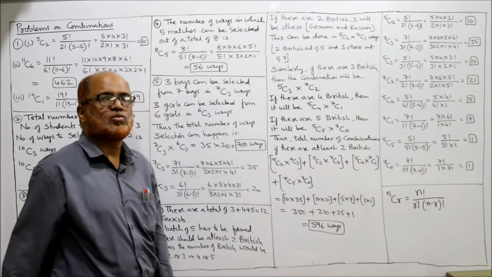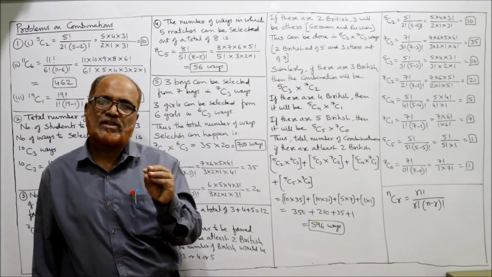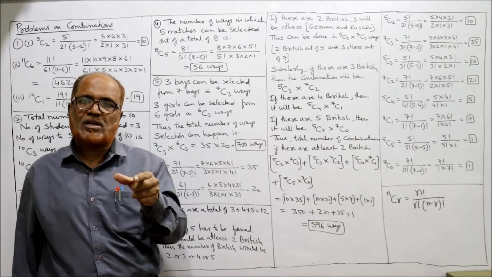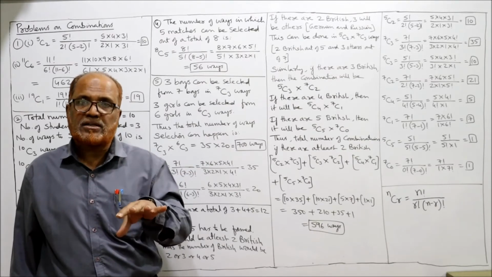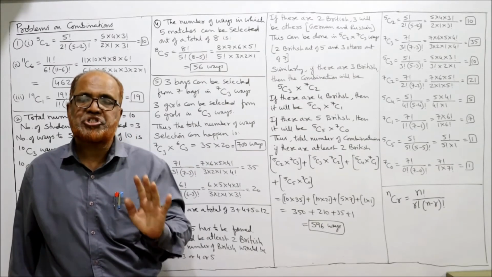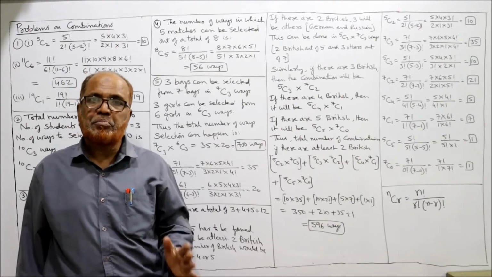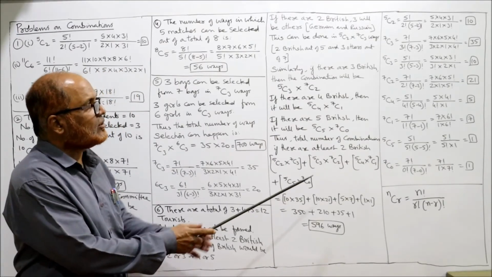Add up: 596 ways. There are 596 ways of making a committee of 5 tourists out of a total of 12, so that at least 2 should be Britishers. At least 2 should be Britishers. Now how did you get these values?